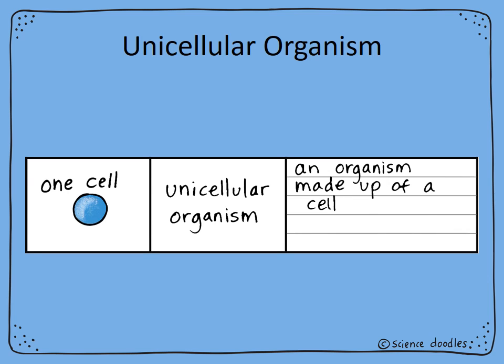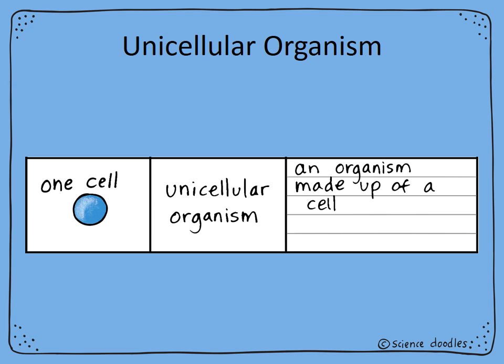So our next word is unicellular organism, and it has one cell. If you think of unicellular, uni means one. If you ride a unicycle, that's a cycle that only has one wheel. If you have a unicorn, that's a horse with one horn. So uni means one.